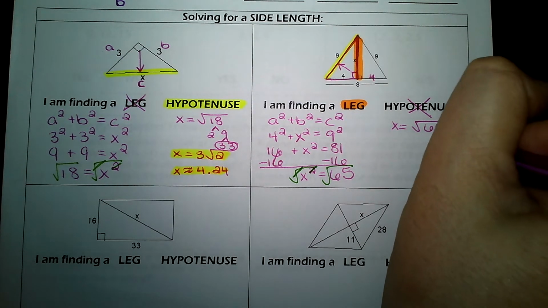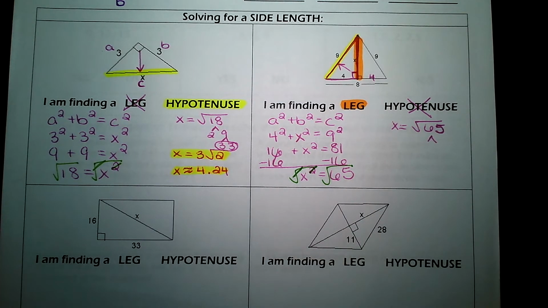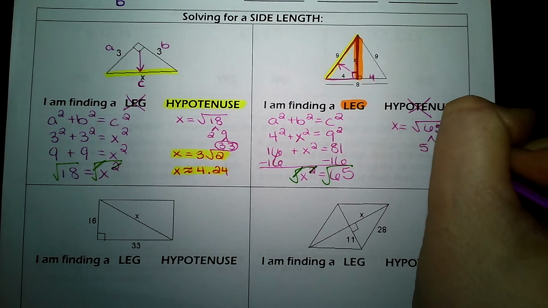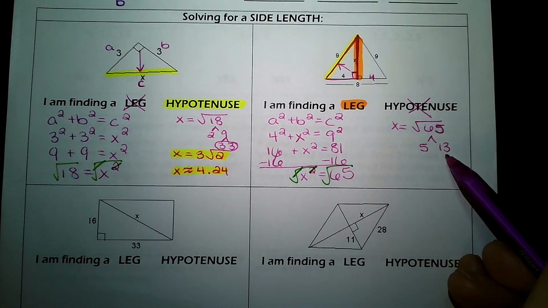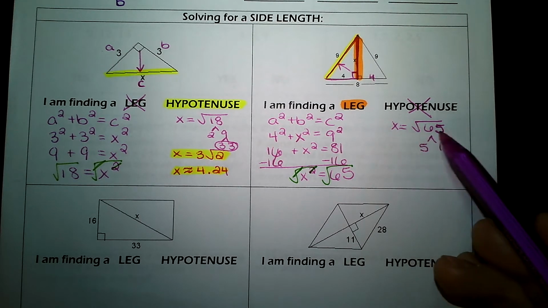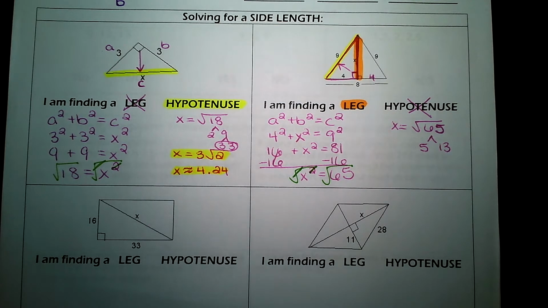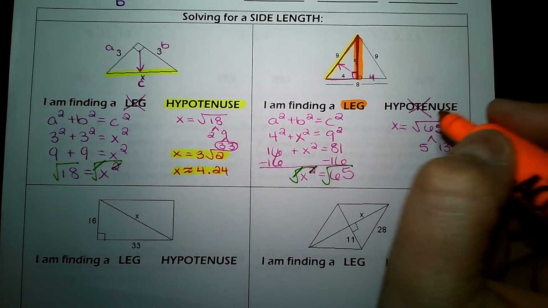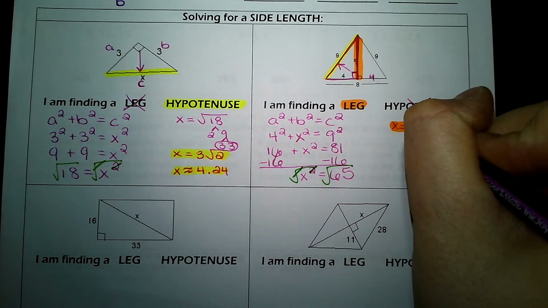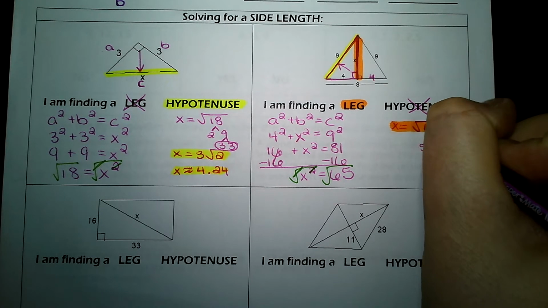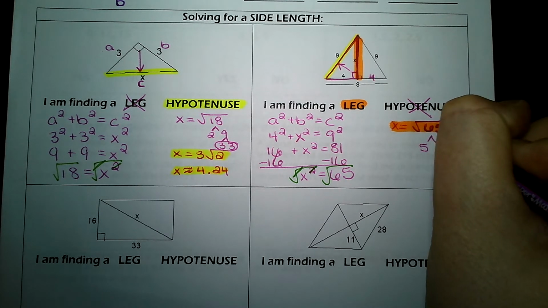So first I want to try to break down 65. It ends in a 5, so I know I can divide by 5. 65 is 5 times 13, and both of these are prime numbers, so I can't break it down any further, which means there's no simplifying to do. This is my answer. X equals the square root of 65 is the simplified radical. So that is my simplified radical answer.